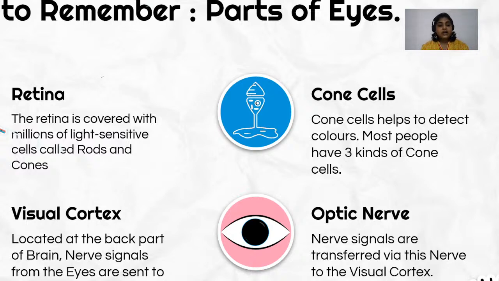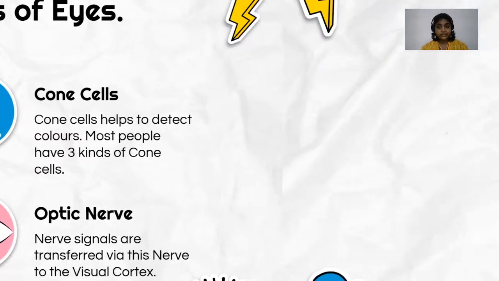Now, the visual cortex. It is located at the back part of our brain, and nerve signals from the eyes are sent to the visual cortex. Moving to the next part, the optic nerve. Nerve signals are transferred via this nerve to the visual cortex. Moving to the next slide.